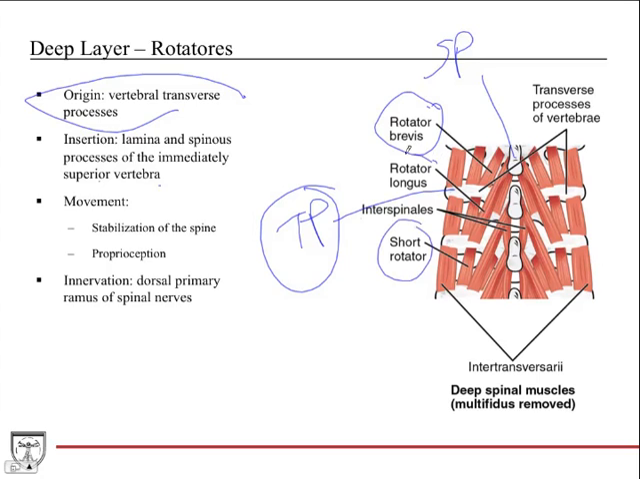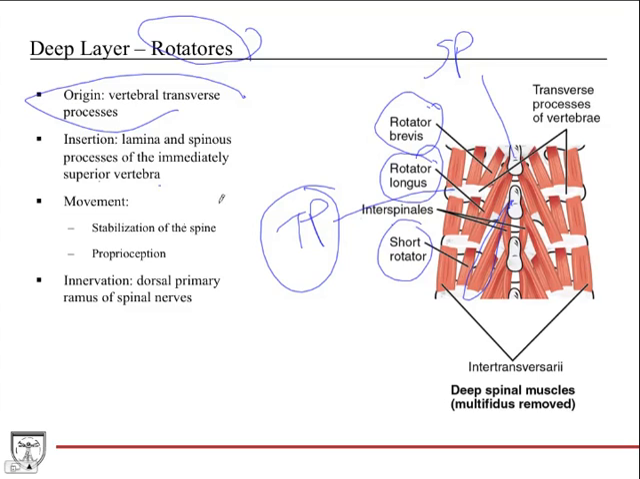subtypes. The long and the short of it is, for most classes, you're just going to have to know that it's the rotators muscles, okay? And so the muscles run from the transverse process, and then you can see in this diagram here, they go just superiorly to the lamina and spinous processes of the directly superior vertebrae.